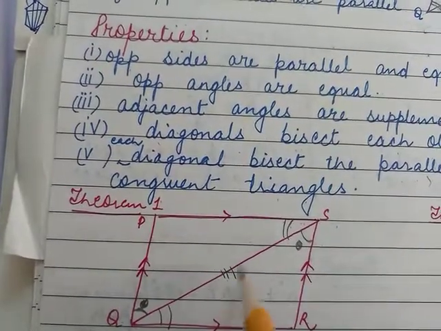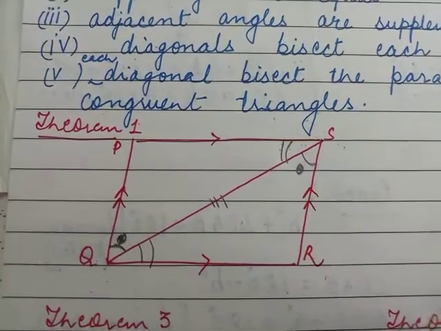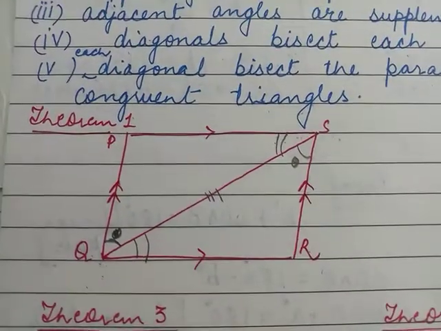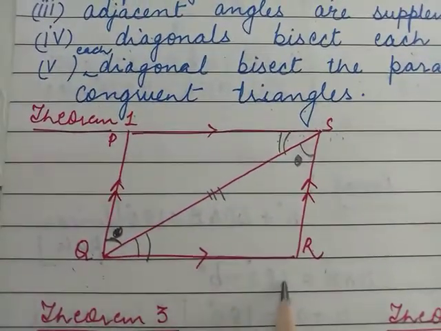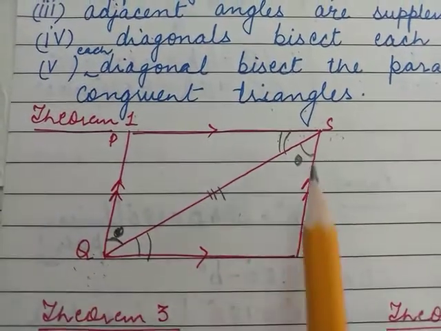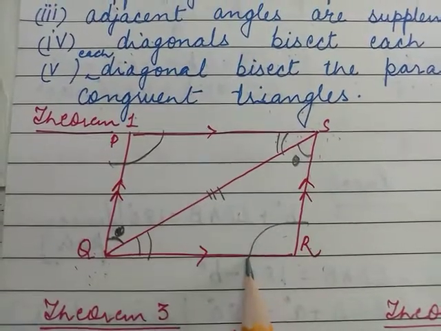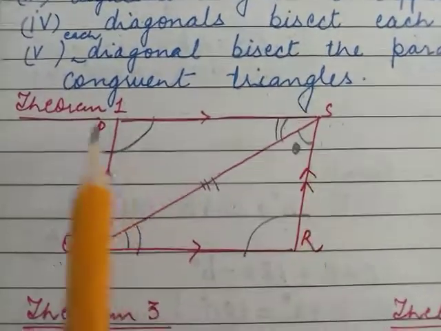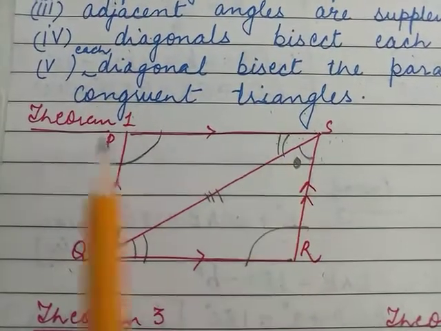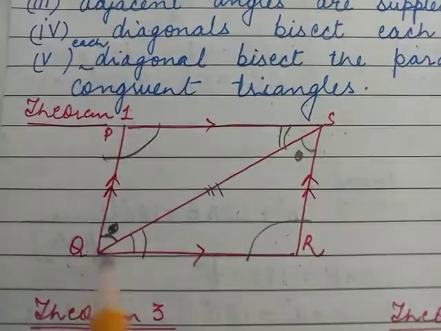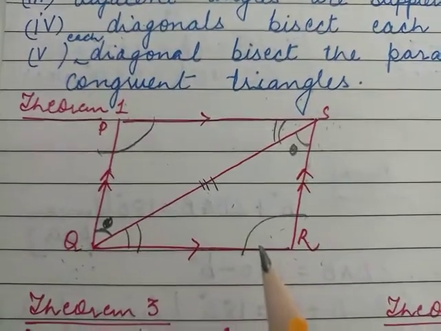ASA, angle, side, angle. Okay. The moment the two triangles are congruent, we know very well the remaining three elements will also become equal. Therefore, PS will be equal to QR, PQ will be equal to SR, and angle P will become equal to angle R. So we learn that in quadrilaterals the opposite angles are equal, opposite sides are also equal, and the diagonal bisects the parallelogram.